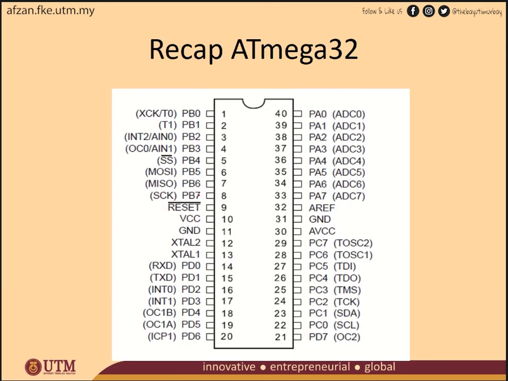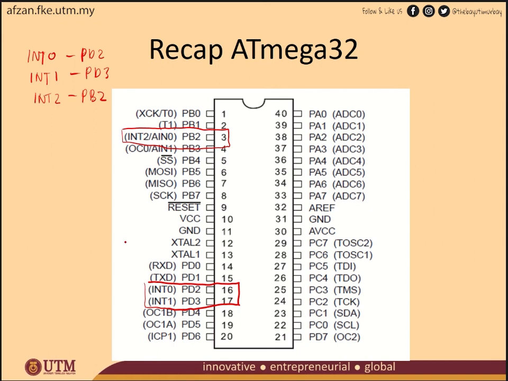So recap back your ATmega32. In the ATmega32, we have three external hardware interrupts, which are INT0, INT1 and INT2. INT0 and INT1 are located at these pins here, PD2 and PD3, while INT2 is located at this pin here, PB2. So you need to memorize these three pins in order to use the interrupt.